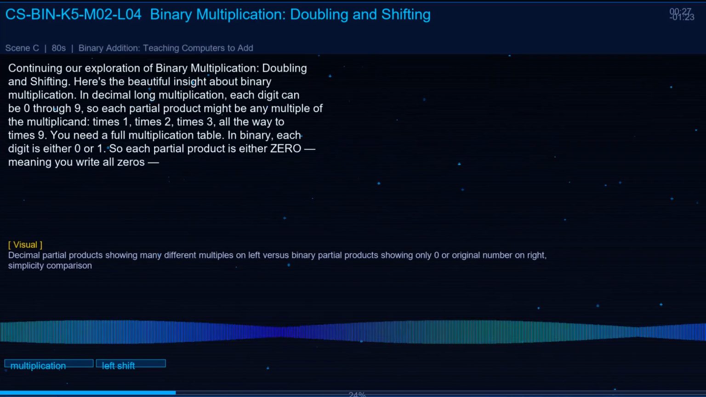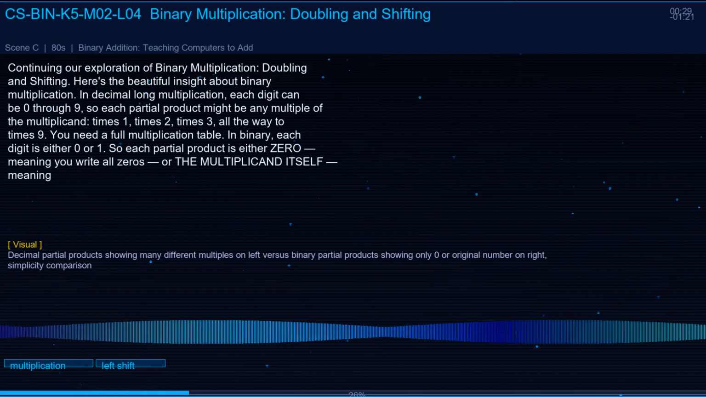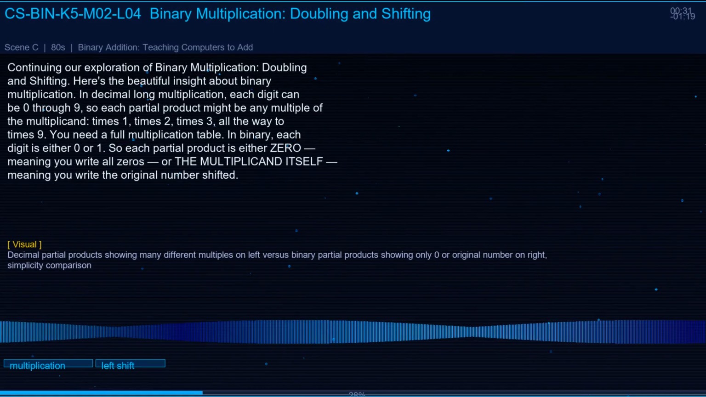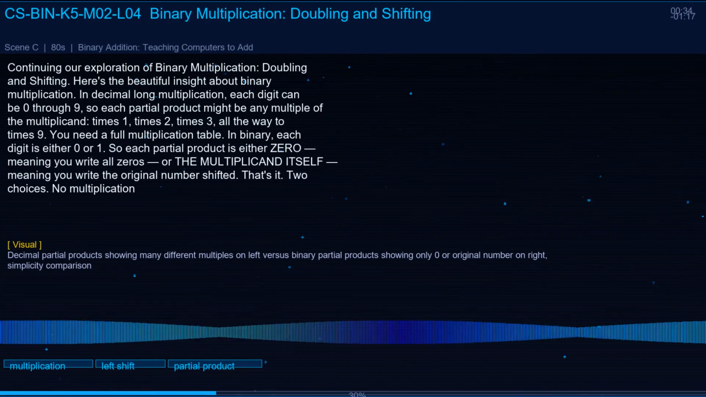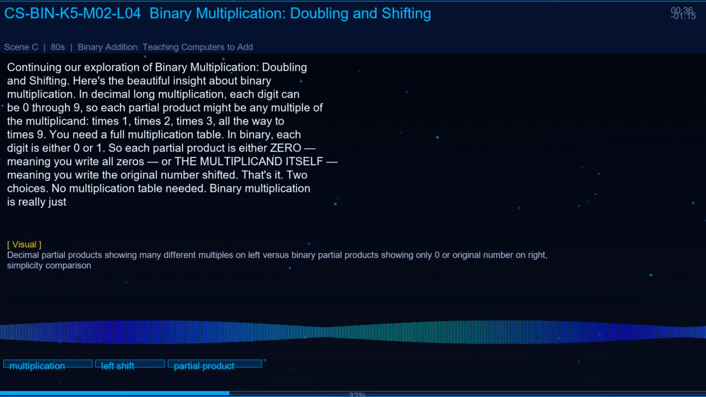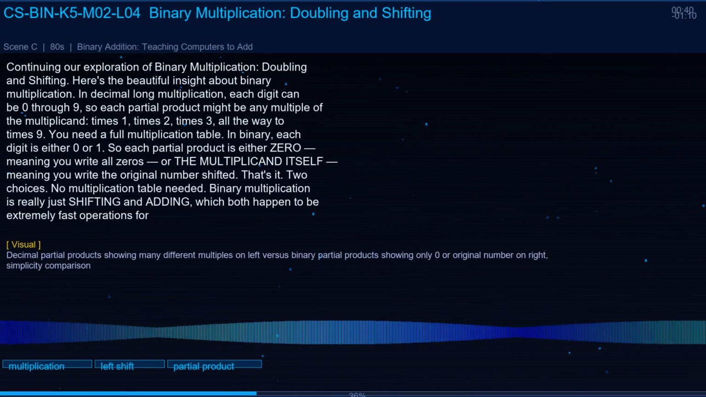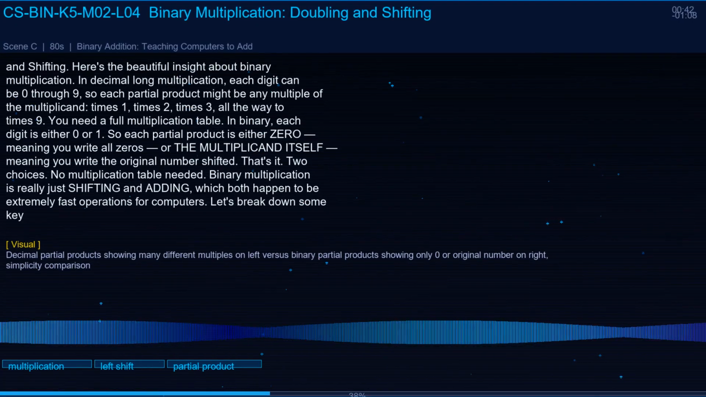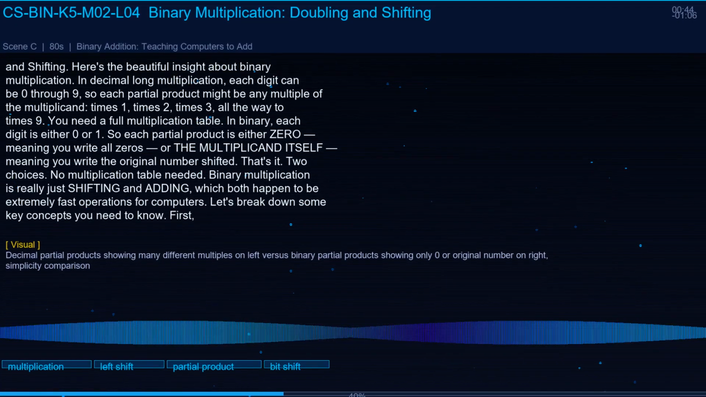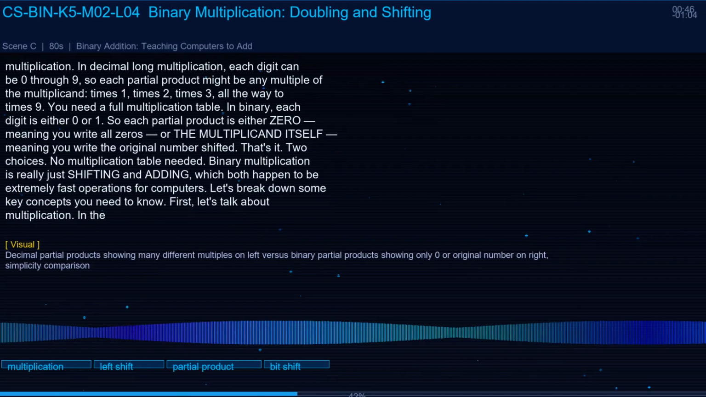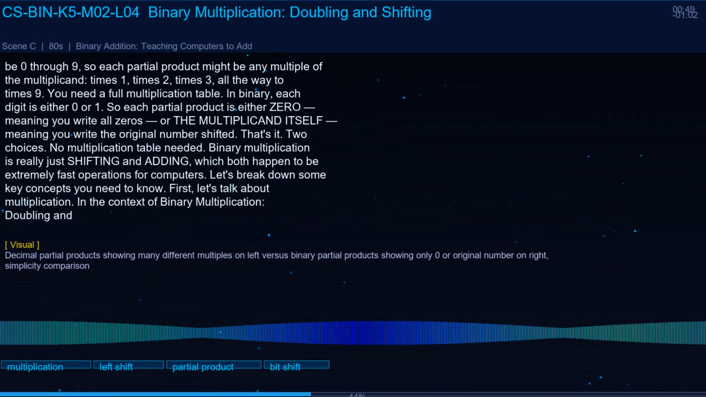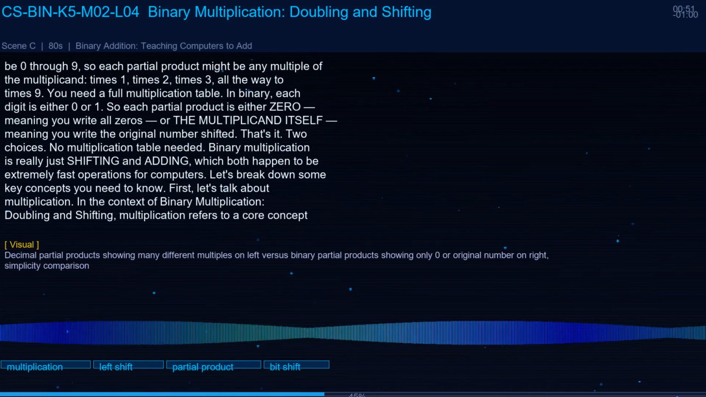In binary, each digit is either 0 or 1. So each partial product is either 0, meaning you write all zeros, or the multiplicand itself, meaning you write the original number shifted. That's it. 2 choices. No multiplication table needed. Binary multiplication is really just shifting and adding, which both happen to be extremely fast operations for computers.